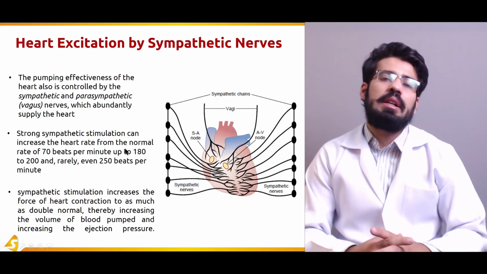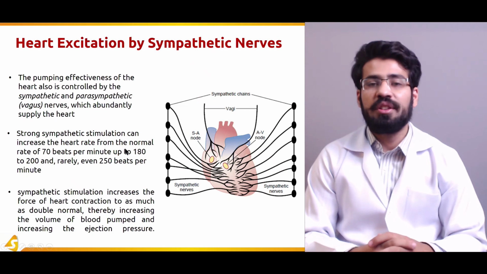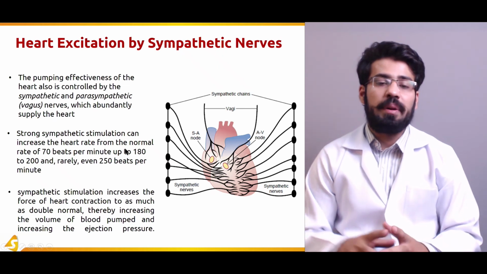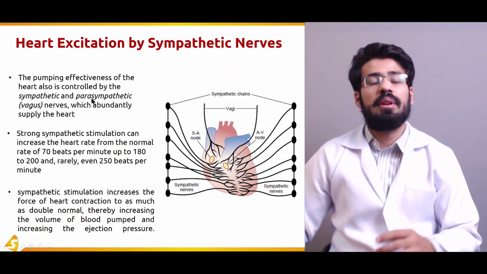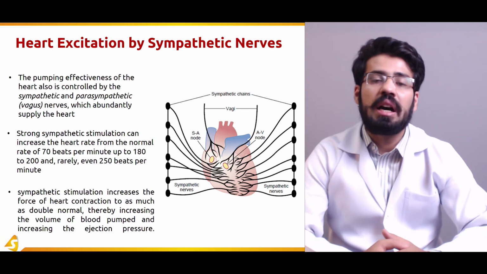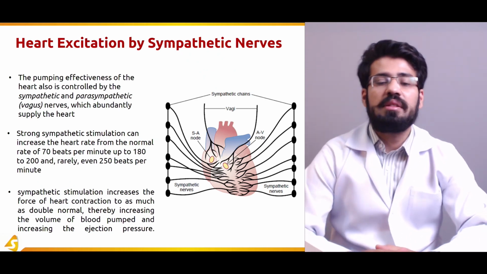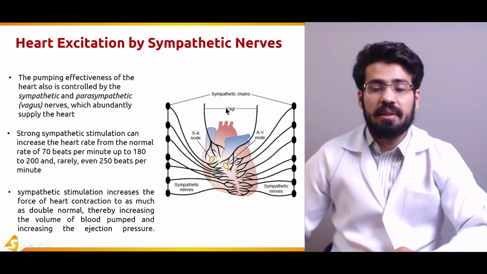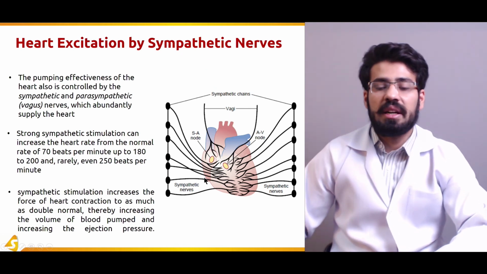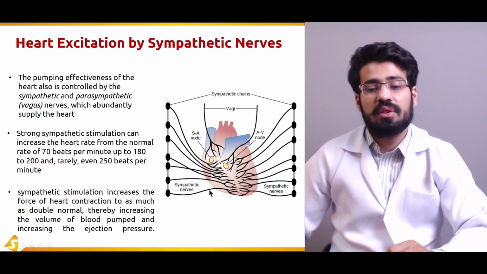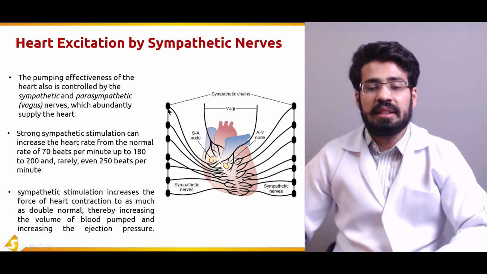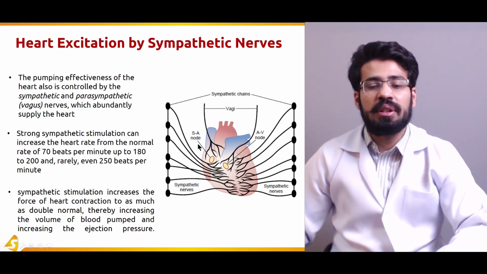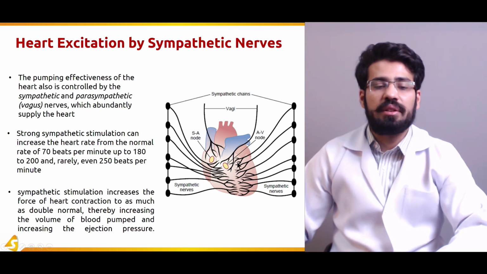Let's discuss the regulation of the heart excitation, and in this particular slide we are going to discuss the sympathetic nerves. The pumping effectiveness of the heart is also controlled by both the sympathetic nervous system and the parasympathetic nervous system. Here you can see the sympathetic nerves, and these are the vagus nerves of the parasympathetic system, both of which control the heart excitation. Here you can see these chains, both sympathetic chains and the sympathetic nerves that end near the sinoatrial node and the atrioventricular node.